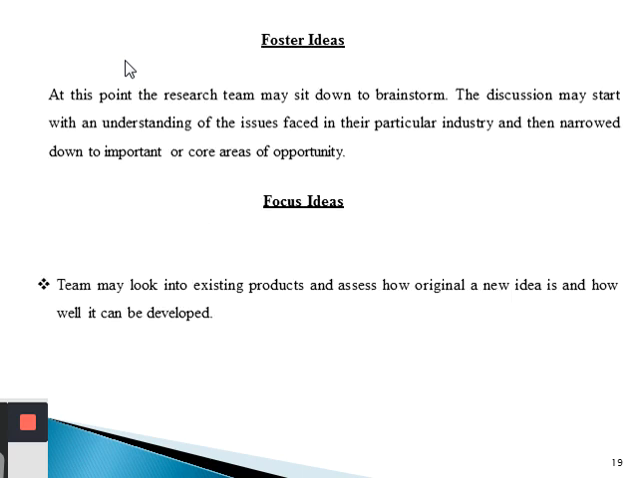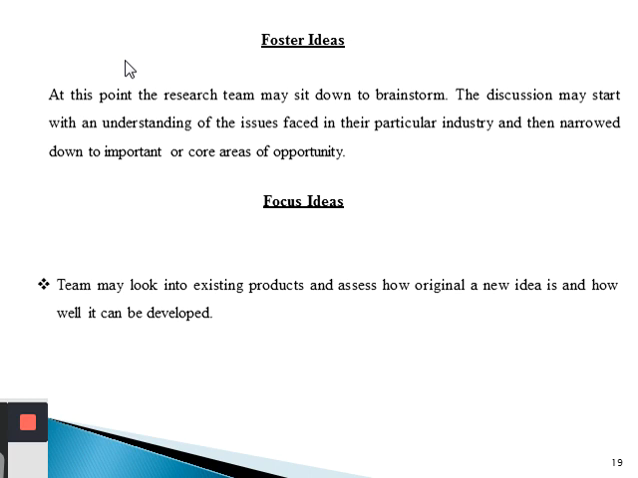First is foster ideas. At this point, the research team may sit down to brainstorm. The discussion may start with an understanding of the issues faced in their particular industry, and then narrow down to important or core areas of opportunity. They can discuss any idea and try to solve the issues they are facing in the R&D department, because they already have a lot of experience, so they will try to find a solution to that particular problem.